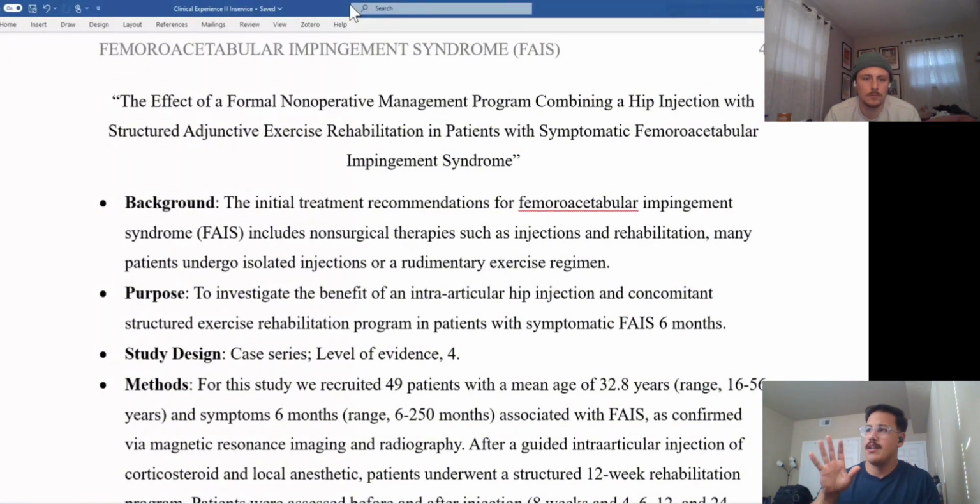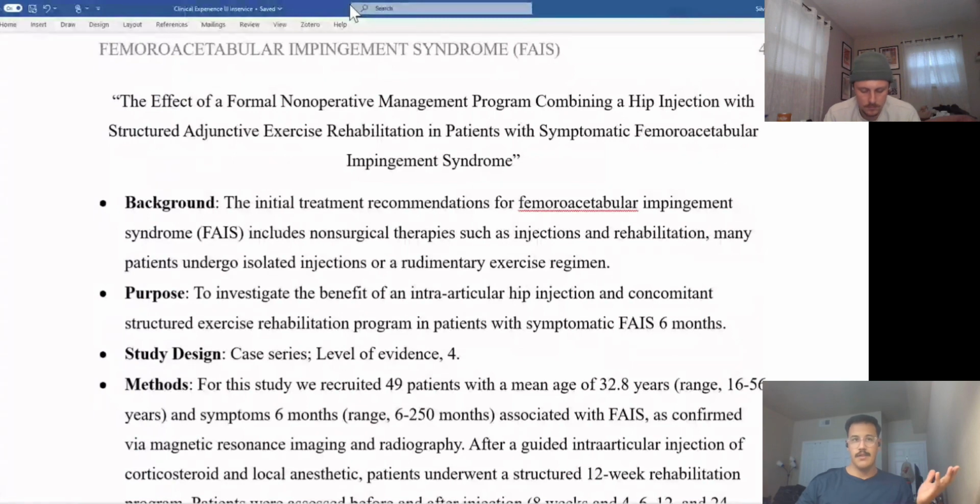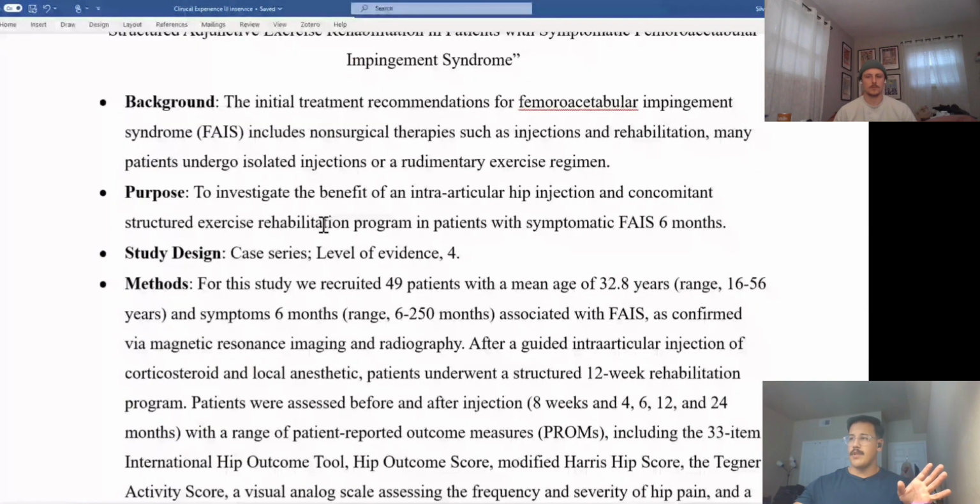And this article basically encompasses that model we already use. The title: the effective femoral non-operative management program combining hip injection with structured adjunctive exercise rehab in patients with symptomatic FAI, which is what we're kind of worried about. So it's study level 4 evidence. Not elite, but it's giving us a start on where to turn our head, essentially.